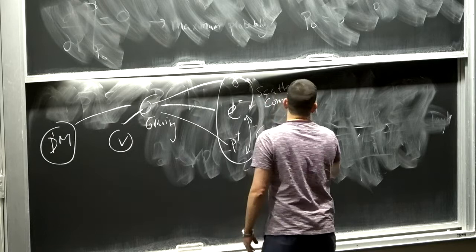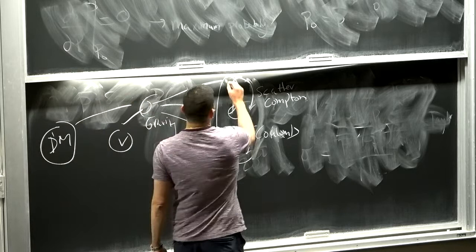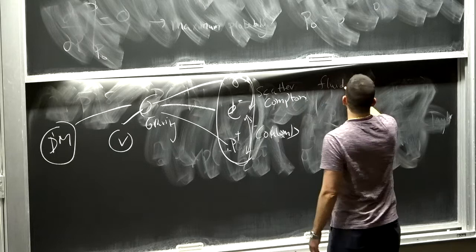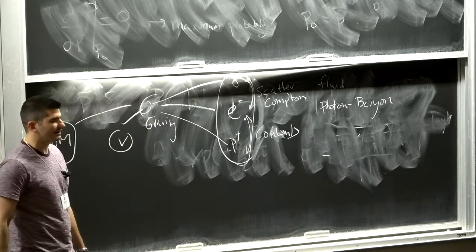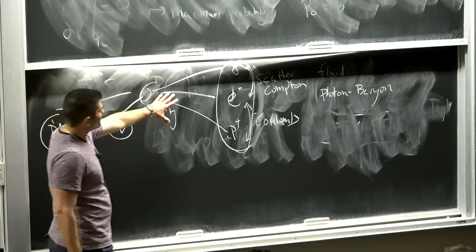Okay, so all of these three things are tightly coupled together. These things all form a single fluid. This forms a fluid that, in the characteristic astronomer sense, is called the photon baryon fluid, presumably in the same sense that astronomers call metals anything heavier than helium. These are all the baryons. So this is a fluid.